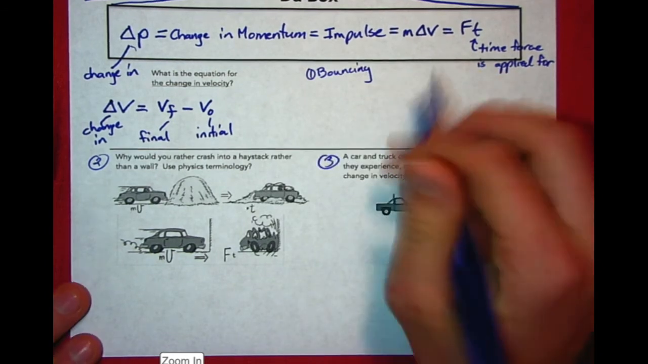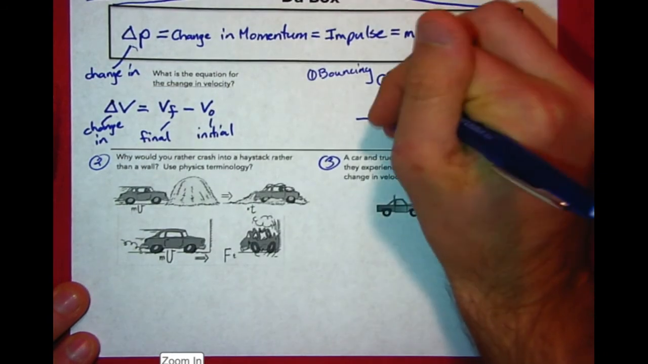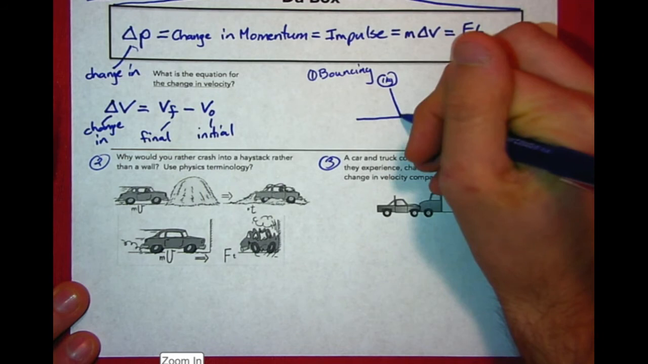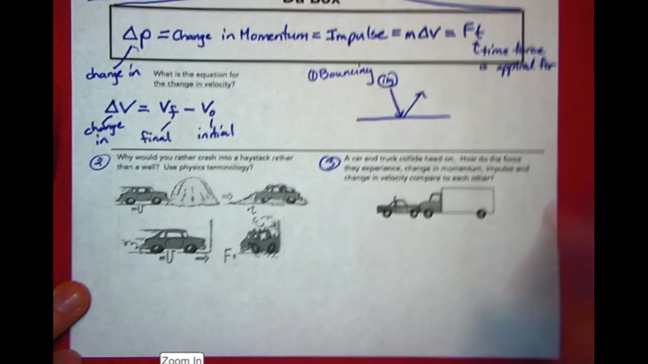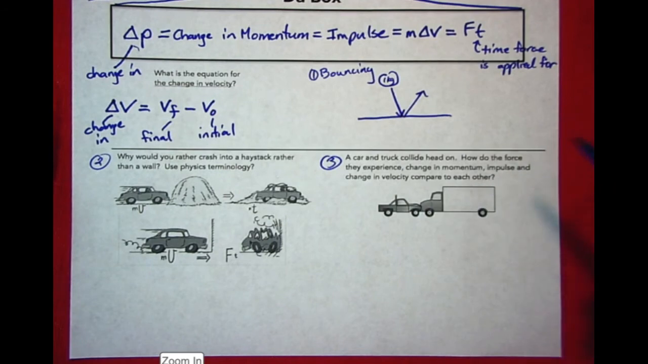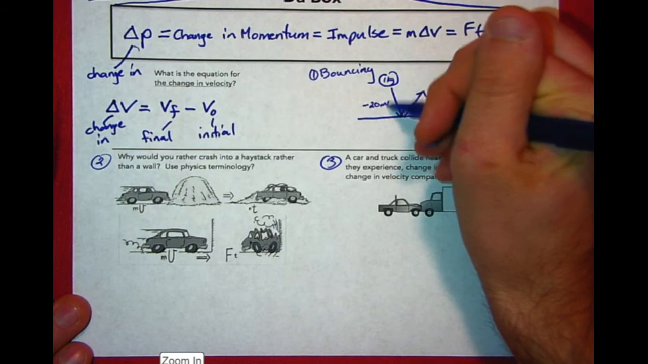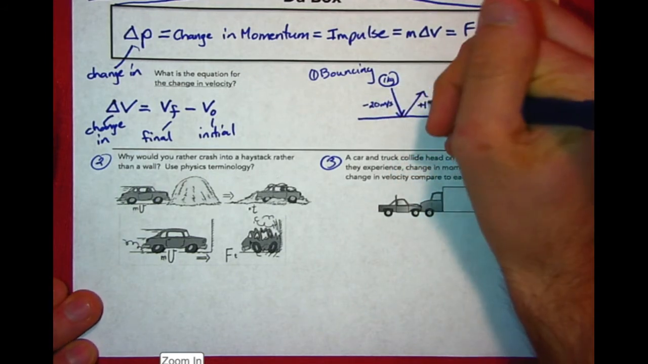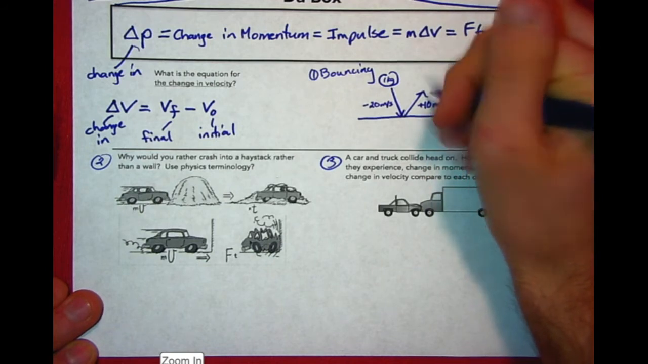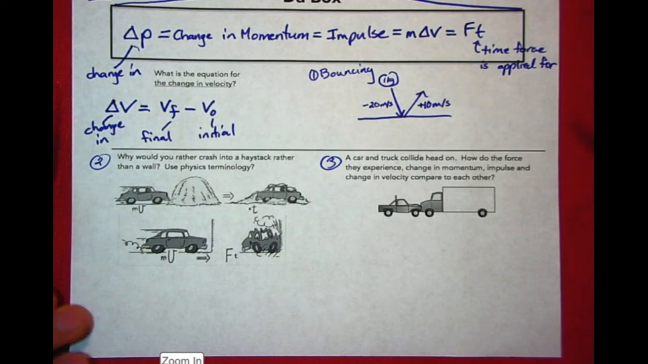And so for bouncing, let's say we have a 1 kilogram basketball and it's traveling to the court and it bounces back up. All right, how would we find the change in momentum of this? And let's just say our velocity is going to be negative 20 meters per second here because it's going downwards, and it's positive 10 meters per second because it's going upwards. All right, so how would we find this change in momentum?